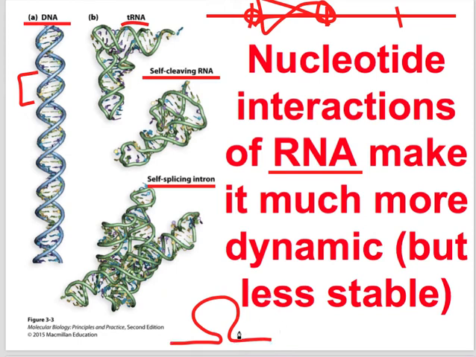Basically, the chemistry right here actually causes a chemical reaction that cuts out this loop right here and removes it. That's what these self-cleaving RNAs or self-splicing introns are basically doing. They can interact with each other. They can form chemical reactions. Remember we saw this with that ribozyme? That's why RNA is so special, is that it can take on a 3D shape. Only proteins can do that usually.